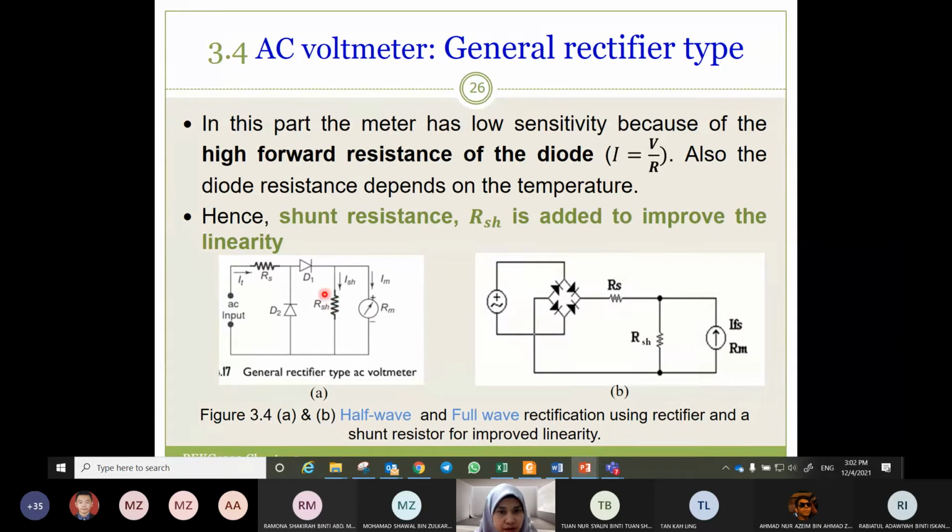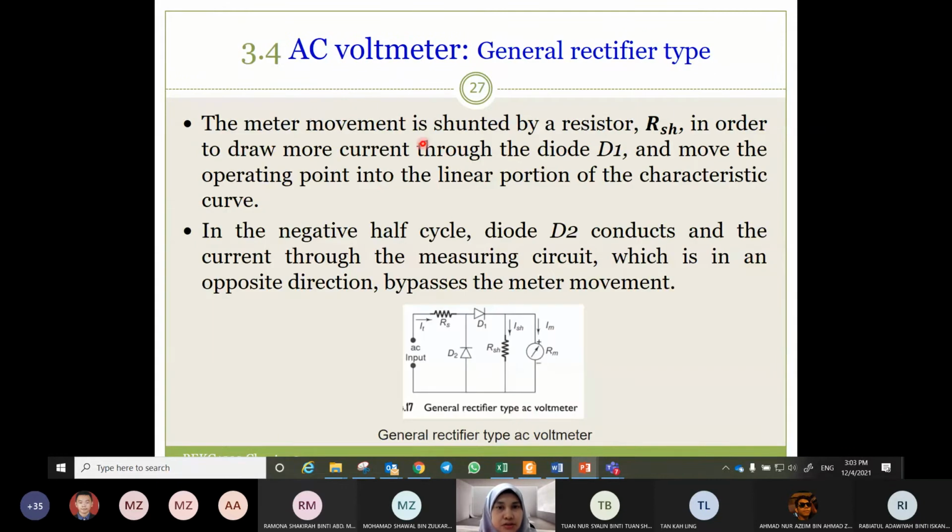So we add R shunt. This is for half wave rectifier. This is for full wave rectifier. We add R shunt to improve linearity. The meter movement is shunted by a resistor, R shunt. We add R shunt in order to draw more current through the diode D1 and move the operating point into the linear portion of the characteristic curve.